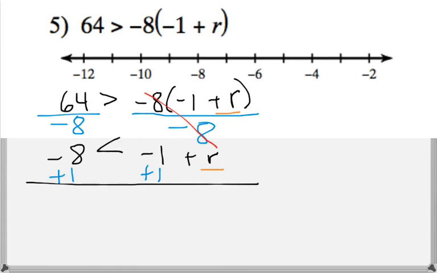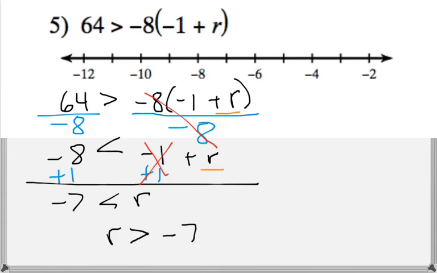When you add or subtract, you don't worry about changing the direction of your inequality, so it stays. We have a negative 8 plus 1, which is going to give us a negative 7, is less than, and the negative 1 plus 1 is going to cancel, leaving us with just an r. And if you've watched the previous videos, when we went to graph it, we went ahead and changed the direction to make it easier on us. So this is actually, I'm reading it backwards, r is greater than negative 7.